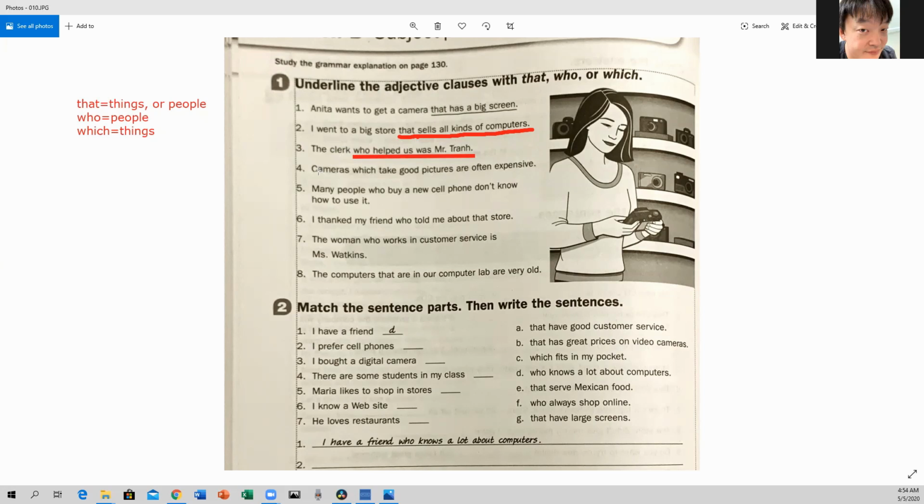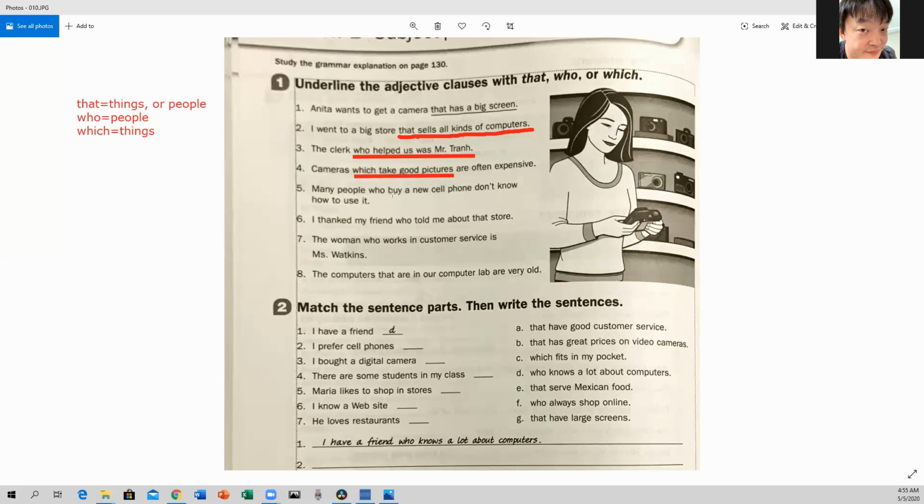Now look, cameras which take good pictures are often expensive. Cameras. And then the question, what kind of cameras? Cameras which take good pictures. So this is helping us understand what kind of cameras. It's clarifying the meaning. Which take good pictures is an adjective clause because it's connected to a noun. Store, clerk, cameras, they are all connected to these helping sentences here.